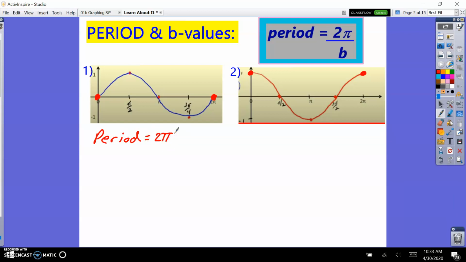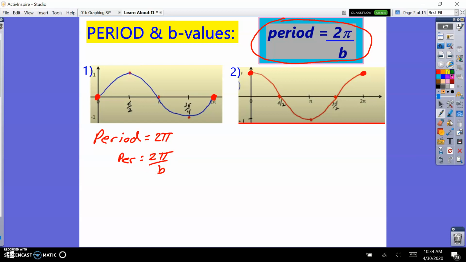So I need to solve for my b value. The b value uses this formula up here. I'm going to set the period of 2 pi right here equal to 2 pi over b. So that means that I have the period, here's my formula, equals 2 pi divided by b.